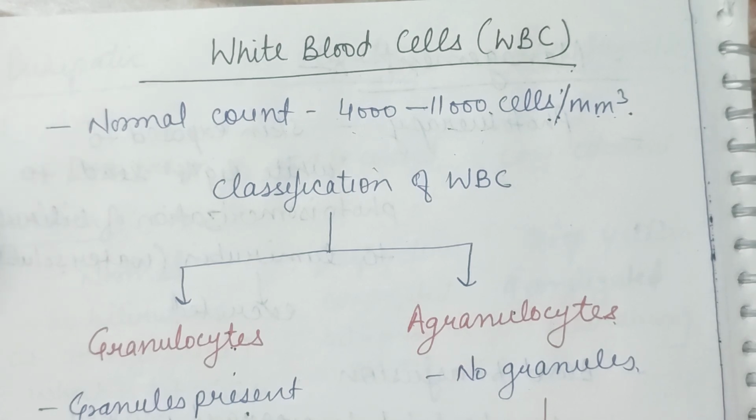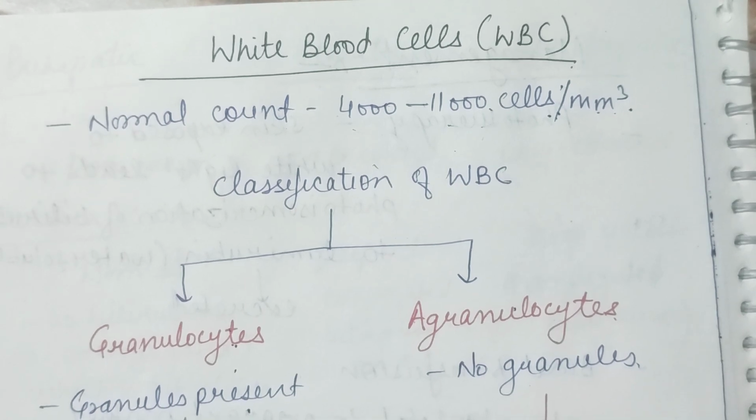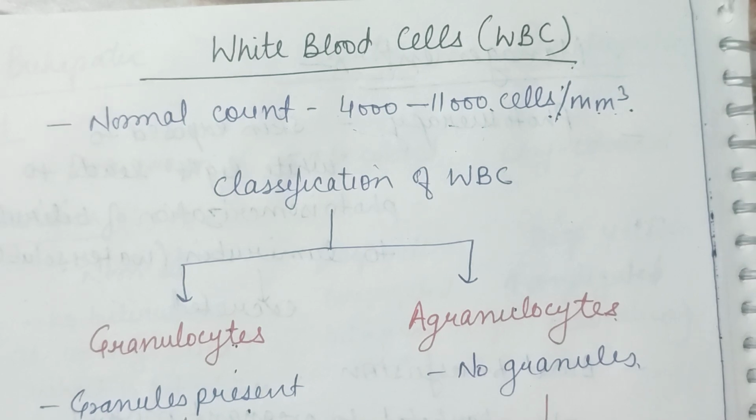Today's topic is white blood cells or WBCs. We also call these cells leukocytes. Okay, this is a very important topic for the practical aspect actually. So in this video we'll study the classification of WBCs, the different morphological aspects, how we can identify them, and different conditions where these cell counts can vary.